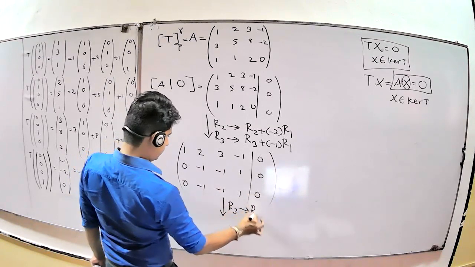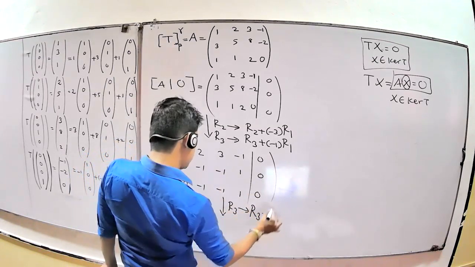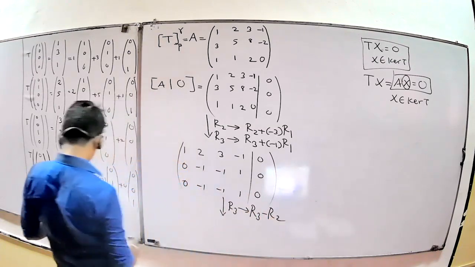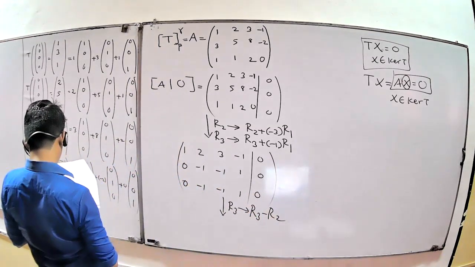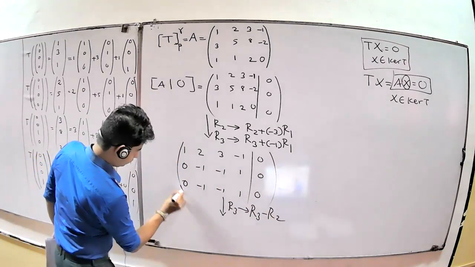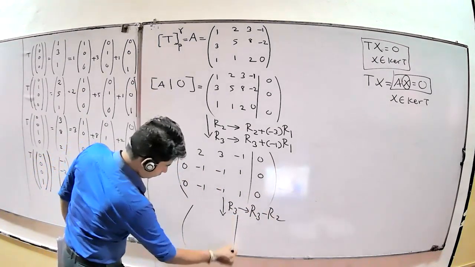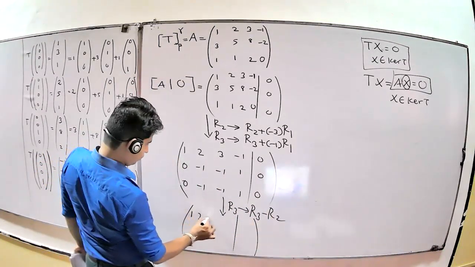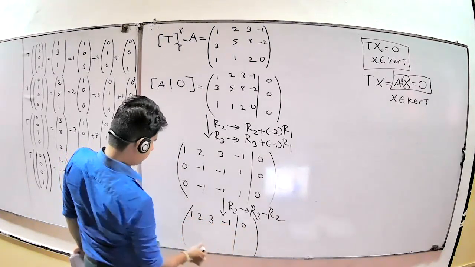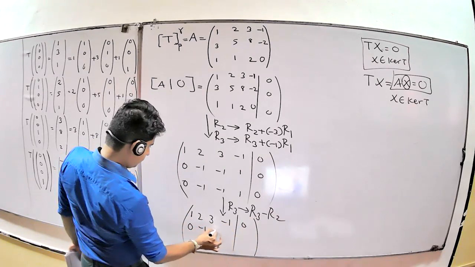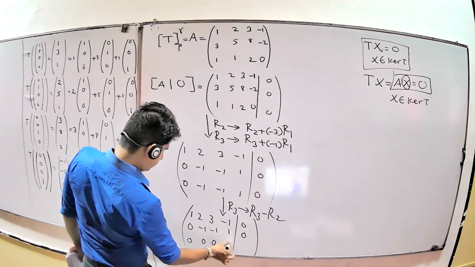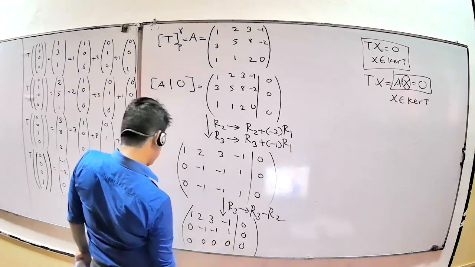R3 replaced by -1 times R2. Then you get 1, 2, 3, -1, 0; 0, -1, -1, 1, 0; 0, 0, 0, 0, 0. Okay.